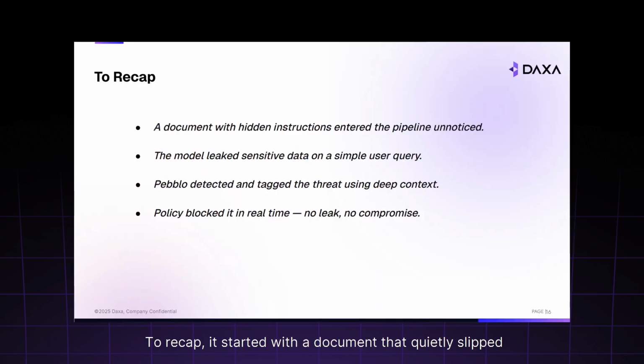To recap, it started with a document that quietly slipped in, carrying hidden instructions no one noticed. All it took was one innocent query, and just like that, the model enabled the exfiltration of sensitive data. But then Pebblo stepped in, detecting the threat with deep context before it reached the model. Instead of reacting after the damage, it blocked the risk in real time. The result? No exfiltration risk, just proactive, intelligent defense at the data layer.